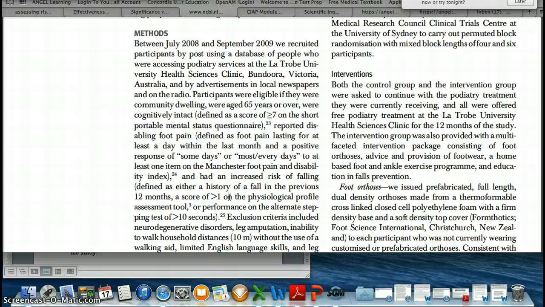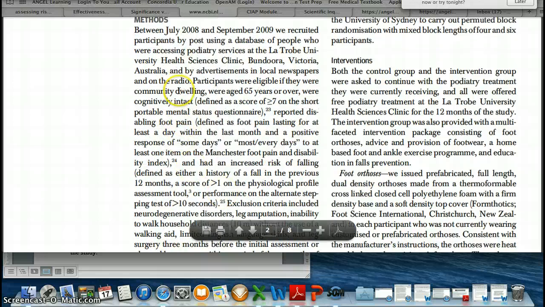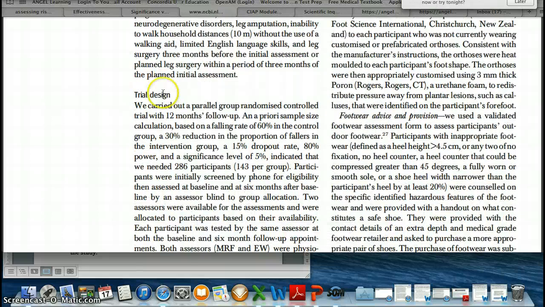Again, we are looking throughout the method section. So here's the method section. If you go down to trial design and you read this section, you will find the information regarding maintenance. And for this, you're looking for things like, the management was the same for both groups, or the intervention was administered by the same podiatrist to all participants, something of that sort.